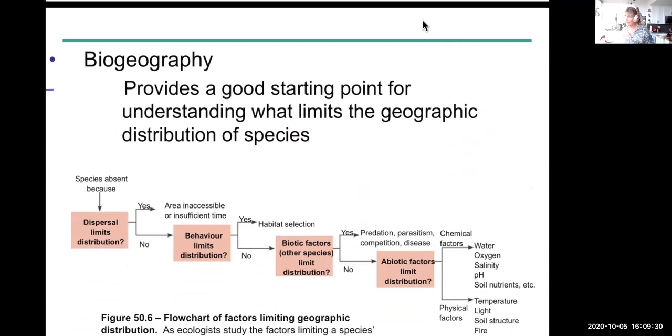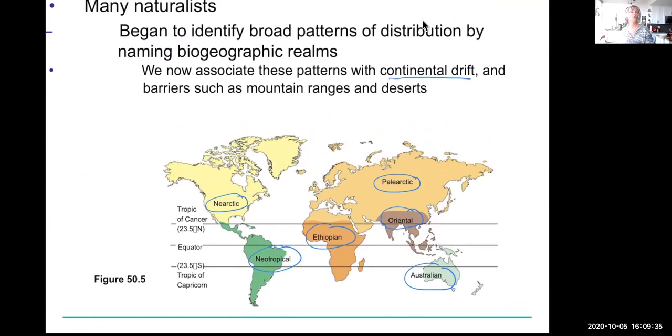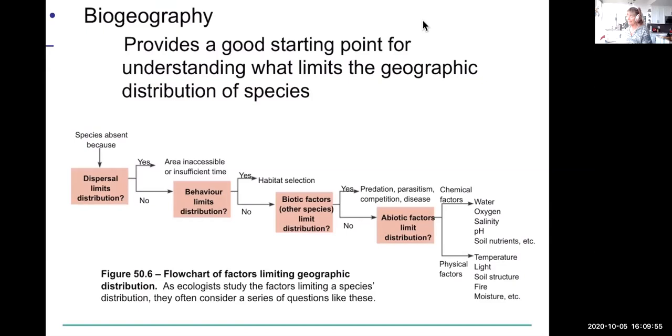The distribution of animals, or of any living organisms, is known as biogeography. It's very interesting to see how animals and plants and fungi happen to be where they are in the world. Biogeography provides a good starting point for understanding that question. Why do you find red kangaroos in a certain area? Why do you find grizzly bears in a certain area? Why is a species not in a particular area? Could it be because dispersal limits their distribution?